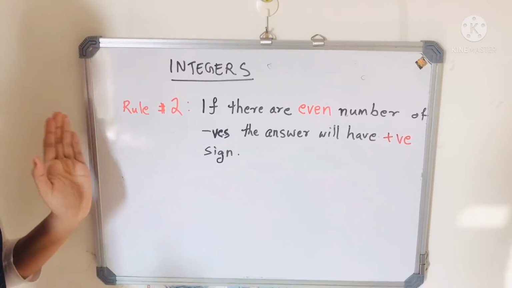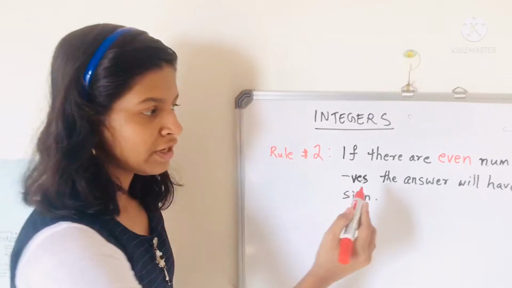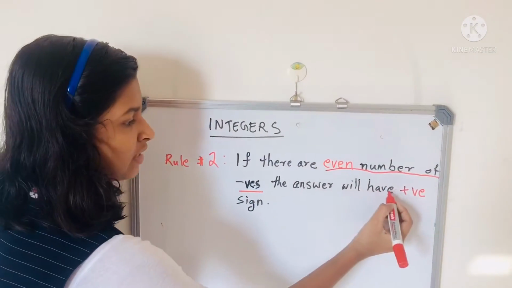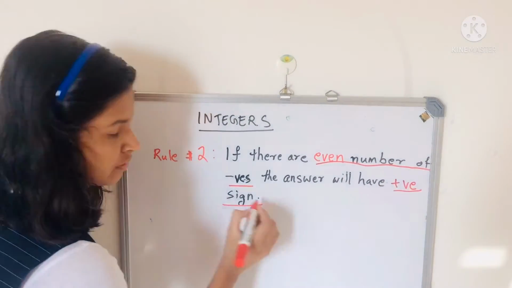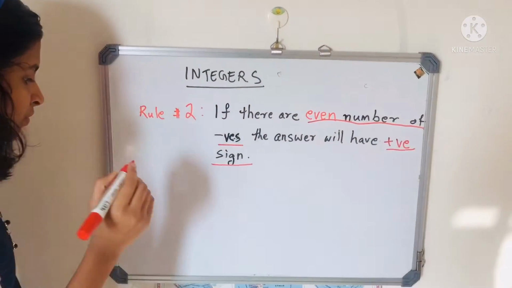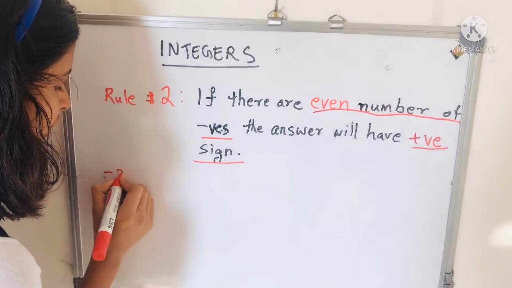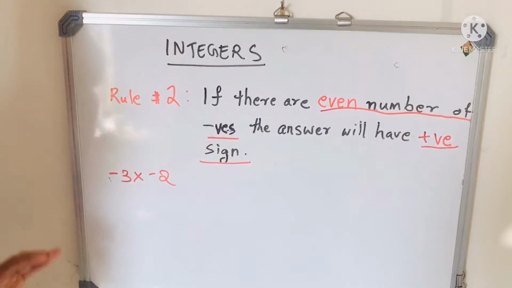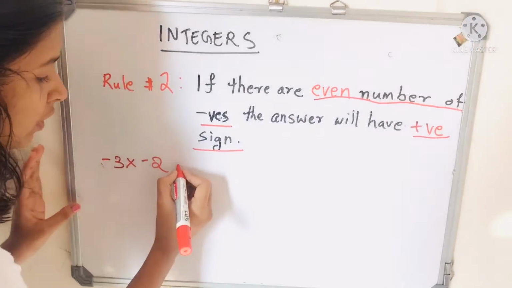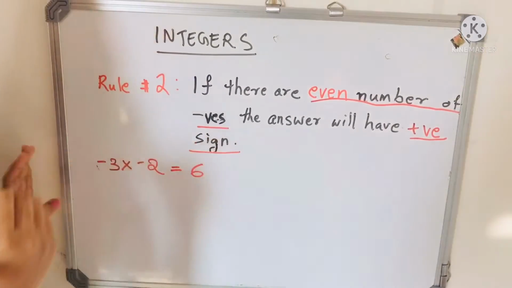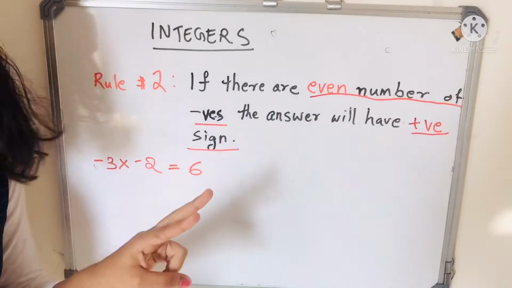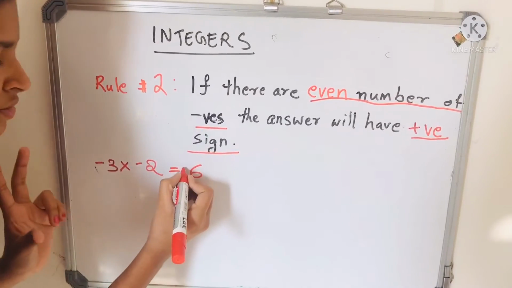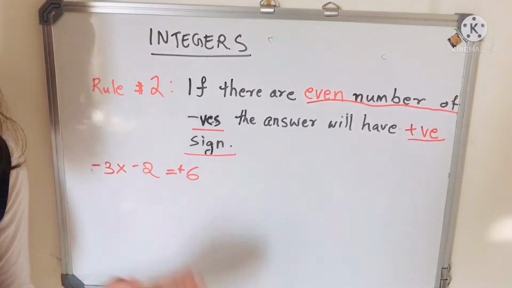Let us learn rule number 2. If there is an even number of negatives, the answer will have a positive sign. For example, minus 3 into minus 2. Here we multiply 3 and 2, and we get the answer as 6. The number of negatives is 2, which is an even number, so we put the sign as plus, and we get the answer as plus 6.